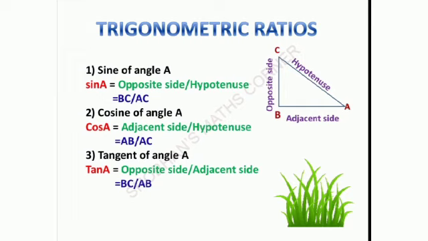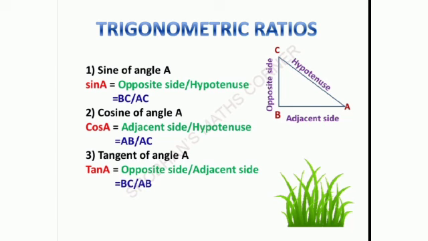Now cosine of angle A is the ratio of the adjacent side to the hypotenuse. So cos A is equal to adjacent side by hypotenuse. Here the adjacent side is AB and the hypotenuse is AC. Therefore cos A is equal to AB by AC in this triangle. Now tangent of angle A, which can be written as tan A, is the ratio of the opposite side to the adjacent side. Here the opposite side is BC and the adjacent side is AB. Therefore tan A is equal to BC by AB.